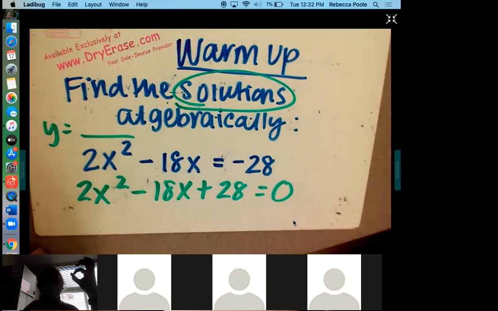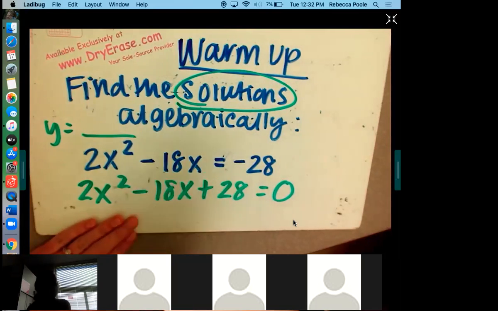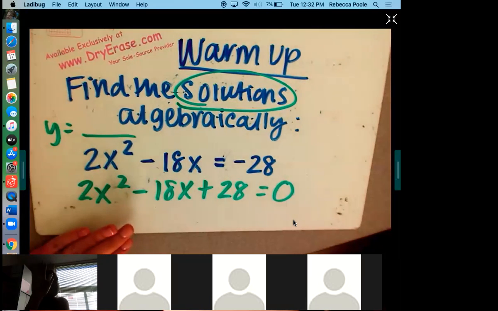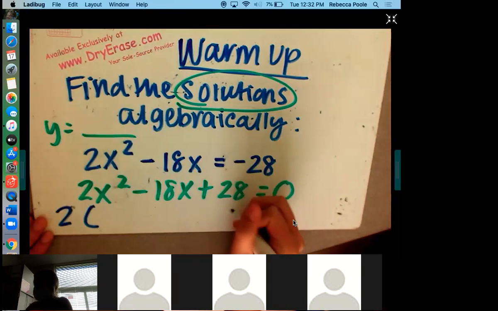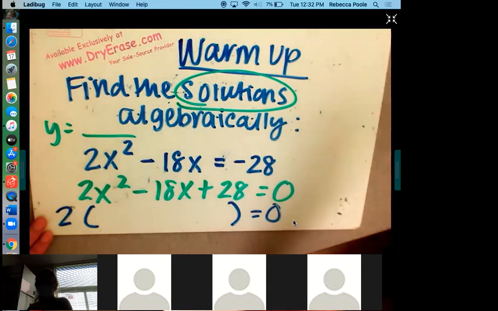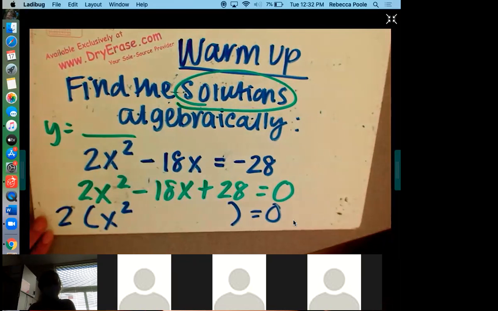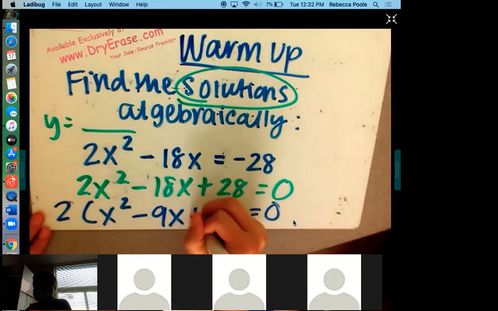Okay, so when we're solving a quadratic, we have to factor. That's our next step. And they said the GCF is 2. So does everybody agree we should take out a 2? All right. So what would be left? 1x squared, good. Negative 9x, good. Plus 14.